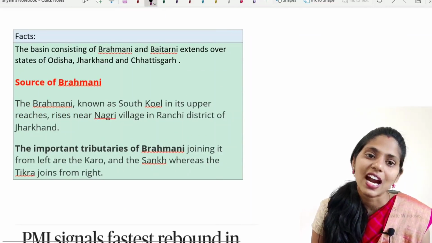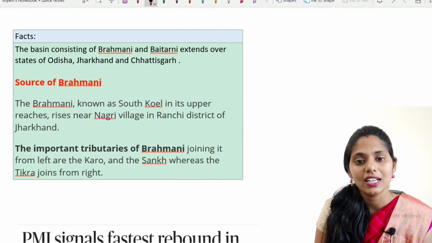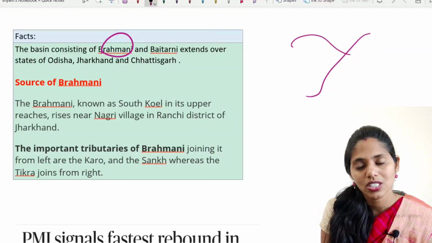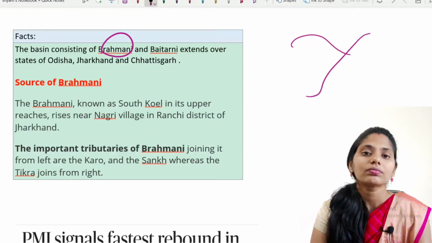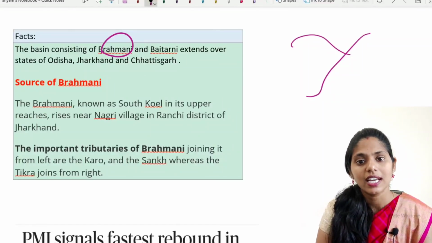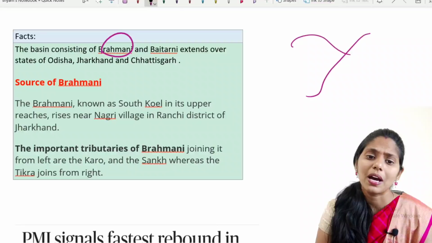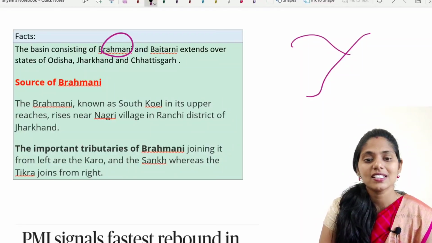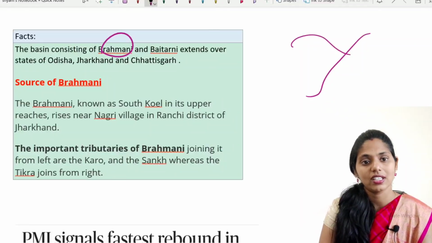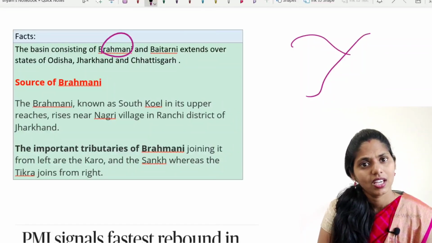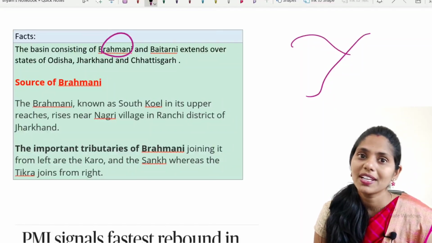So we are talking about some facts regarding this Brahmani river. In this area in Odisha, we can see Brahmani and even Baitarni. Both Brahmani and Baitarni extend over states like Odisha, Jharkhand and Chhattisgarh. The source of the Brahmani is known as South Koel in its upper reaches, which rises near Nagri village in Ranchi district of Jharkhand. So it mainly rises in Jharkhand, and important tributaries are Koel, Sank, and Tikra. So these are some important points that you need to remember regarding this topic.